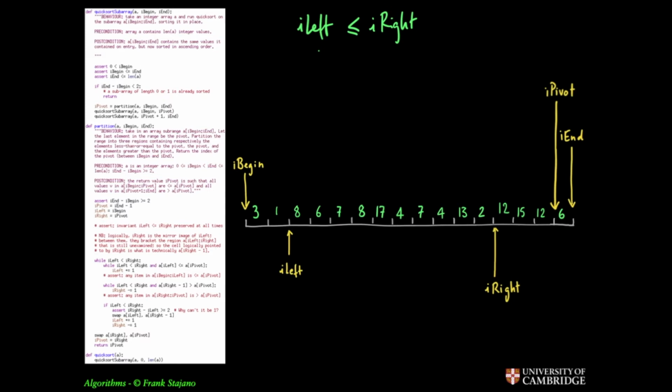So I am stuck, but notice that I have grown this region here with things that are less than or equal to the pivot, and this region here with things that are strictly greater than the pivot. This will always be the case. The region between I begin and I left will always be made of things that are less than or equal to the pivot, and the region between I right and I end minus 1 will always be made of things that are strictly greater than the pivot.